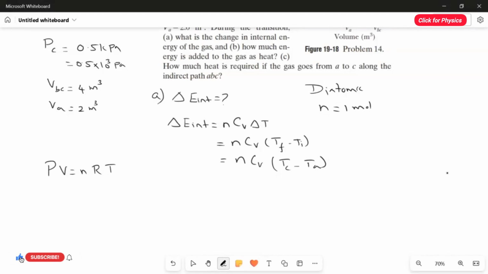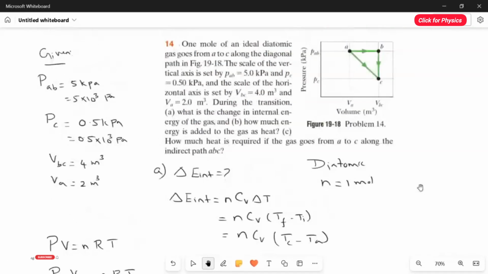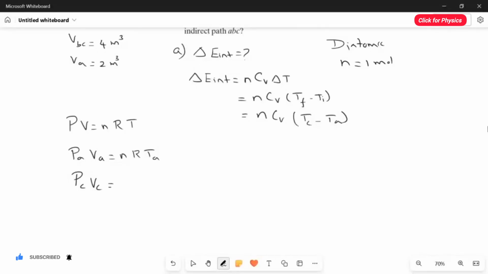So if you write this equation, what will we get? P_A V_A is equal to nRT_A. So here A is the point they represent in the figure. Likewise, I'm going to apply the ideal gas equation for point C. This equation will become P_C V_C is equal to nRT_C.